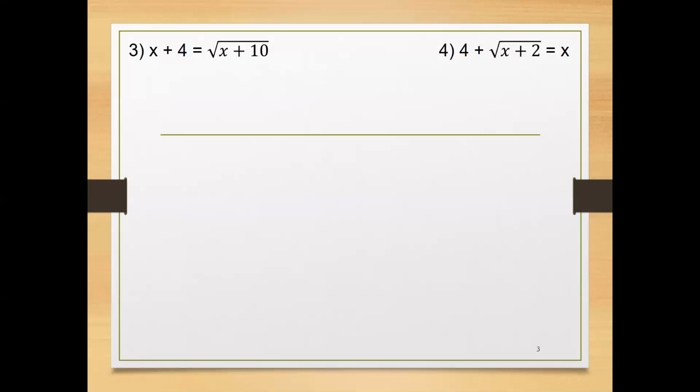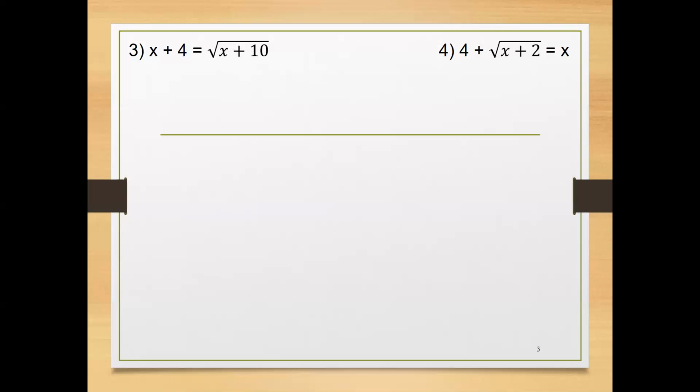So I'm going to check the 7 first. Remember, you're going all the way back to the original. So in the original, 4 plus the square root of x plus 2 equals x, I've taken both of those x's out and replaced them with 7. Then I'm just going to simplify. So 4 plus square root of 7 plus 2 is 9. Well, the square root of 9 is 3. Is 4 plus 3 equal to 7? Yeah. So 7 equals 7. This one works.